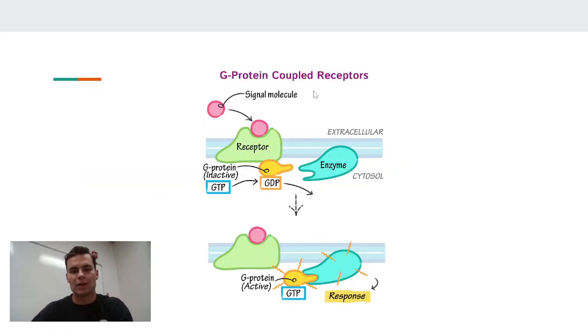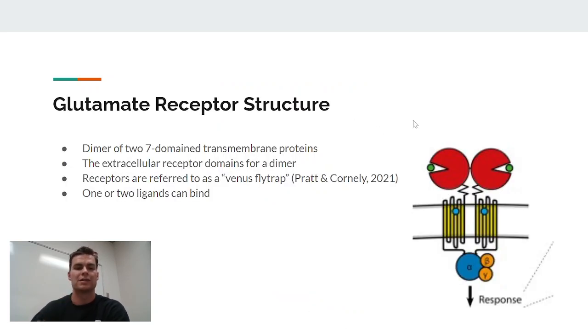So for a good visual here, we can see the trimeric protein is just shown as one protein, but the G protein is going to come and bind to the receptor. GDP is going to fall off. GTP is going to come on and activate the alpha subunit, which is then going to go and activate other proteins to kick off the response.